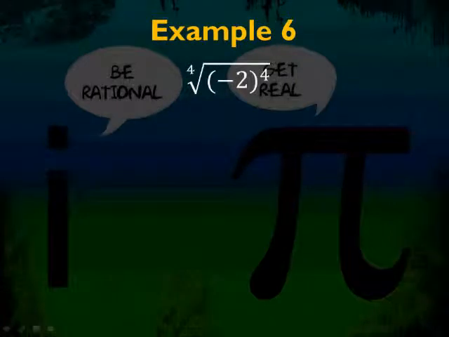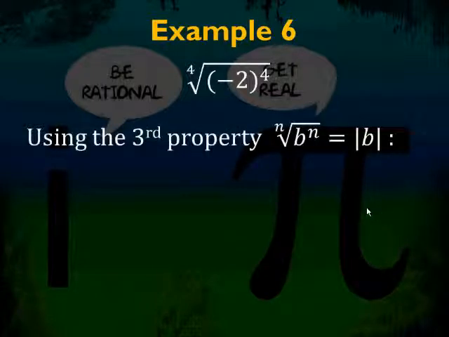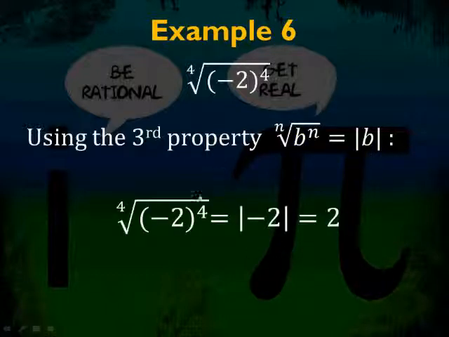Number 6, the fourth root of negative 2 to the fourth power. So this is where it kind of comes in. Now, we use the third property. The nth root of b to the n is absolute value of b. So we take this out, and the absolute value of negative 2 is 2. If you want to think of it in a different way, if you take negative 2 to the fourth power, you're going to get 16. The fourth root of 16 is positive 2, not negative 2. So you're only looking for the principal root when you have an even root. So don't forget this absolute value thing.